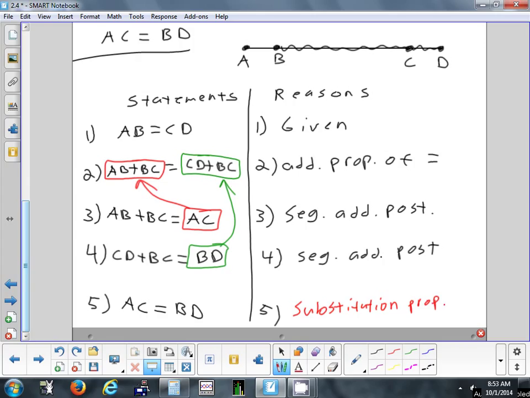Just make sure I know it's substitution and not subtraction. Be careful how you abbreviate that, so I just spell it out. Substitution property. Okay, that one was a little bit tough.